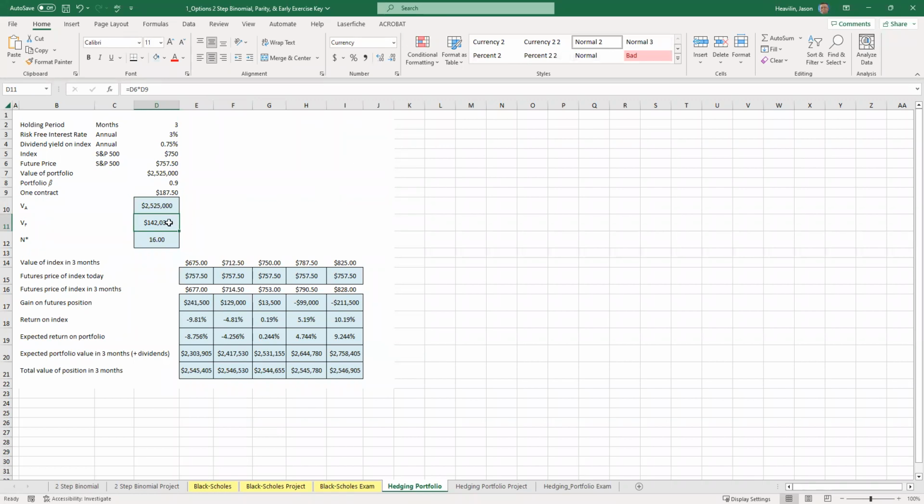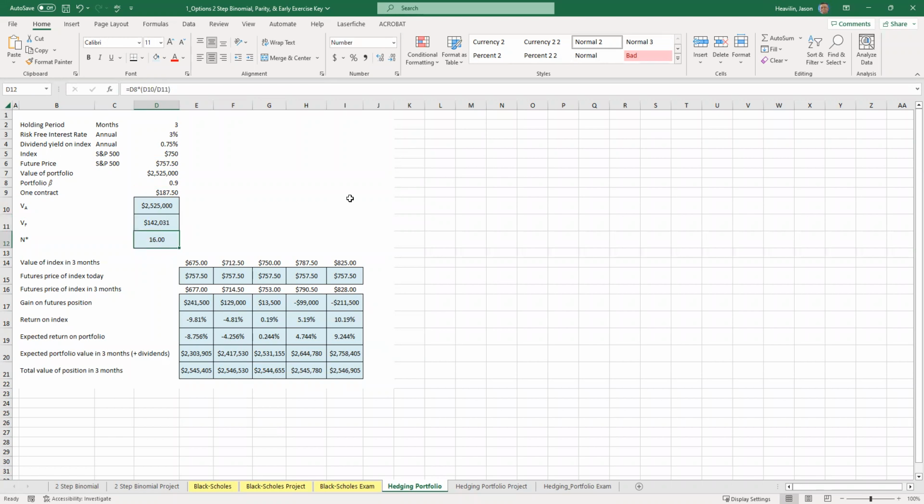Now, for the value of the futures, we're going to take the price of the future, which is $757.50, times the value of one contract. So that's going to be a value that we're going to assign for this formula.